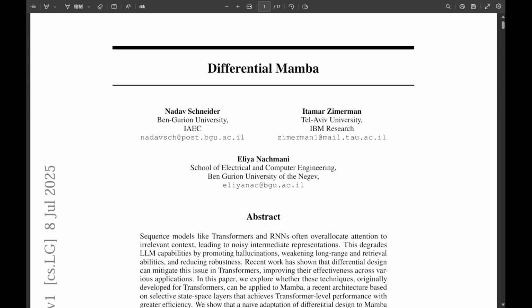But then the light bulb goes on, that aha moment. You realize Mamba's secret sauce isn't just that S6 layer. No, it's the whole block, the convolution part, the gate, all of it working together. That's the key. So you build something new, Diff Mamba, differential Mamba.